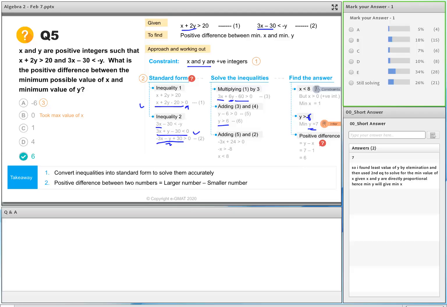What about the value of x? Now I have that y is greater than 6 over here. If I use this value of y and put it in my equation 2, right? What can I write?